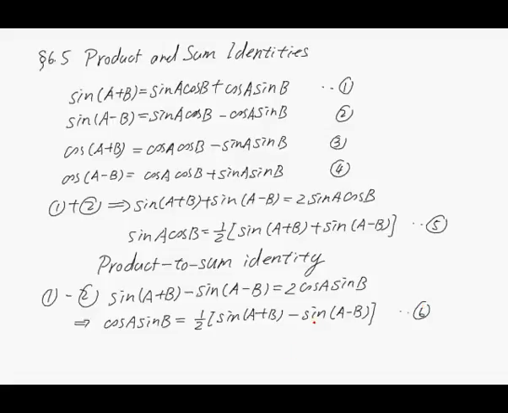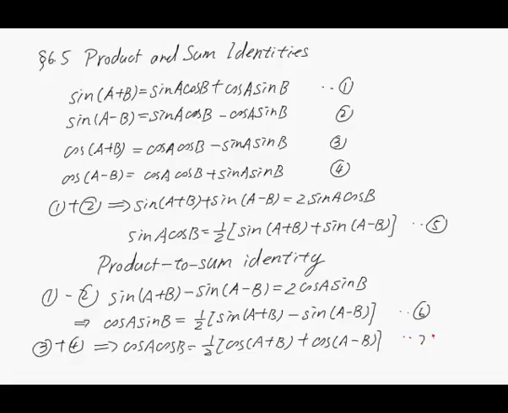And similarly, we can do all these operations on the cosine of A plus B and the cosine of A minus B. So, for example, using 3 plus 4, we can get cosine A times cosine B equal to 1/2 times the cosine of A plus B plus the cosine of A minus B. Let me call this identity 7.